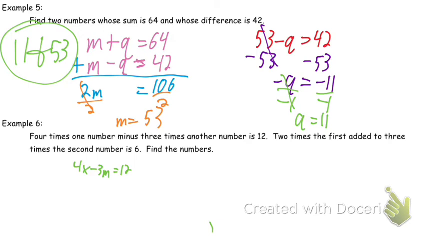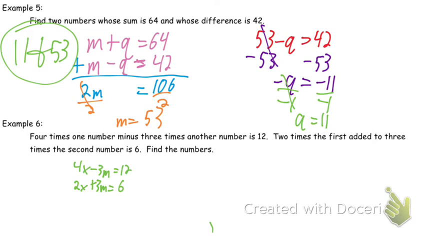Very good, okay? What would the second equation be based upon this first equation? Okay, Eli? 2x plus 3m equals 12, or equals 6. There you go. 2x plus 3m equals 6. 2 times the first. 2 times what number came first? X. 2 times x.